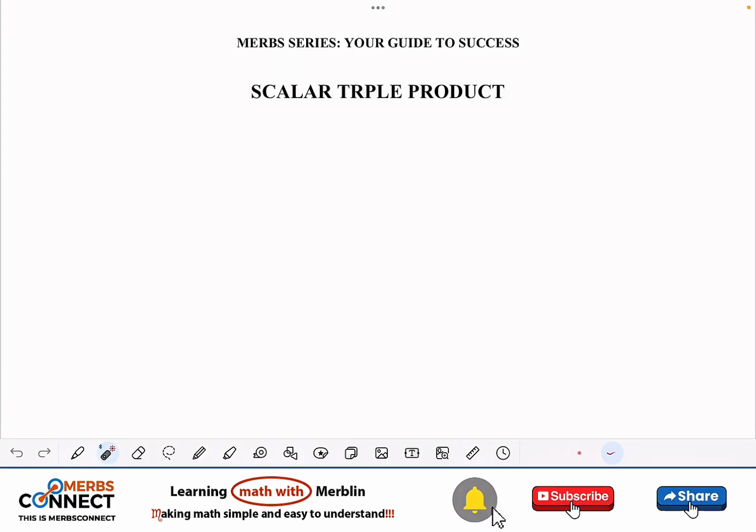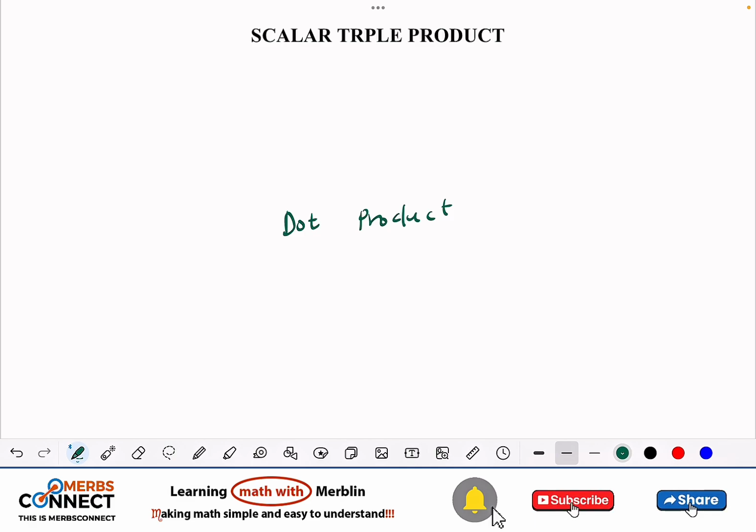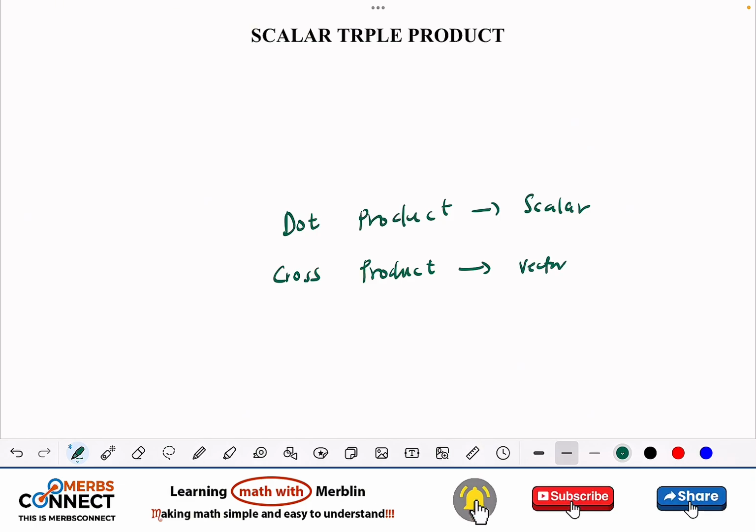So we have started vector algebra. We've talked about dot products, and then we talked about vector products. And we saw that when we dot two vectors, we get a scalar. And when we cross two vectors, we get a vector.